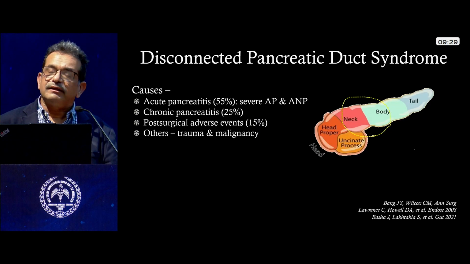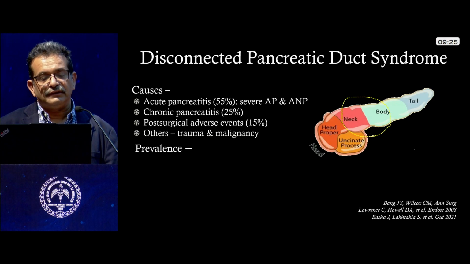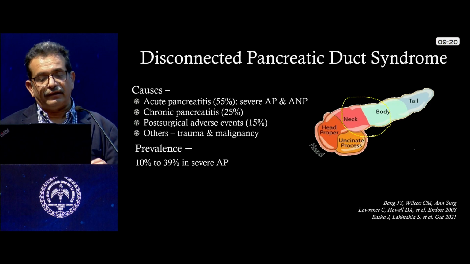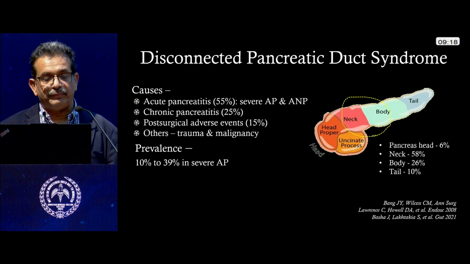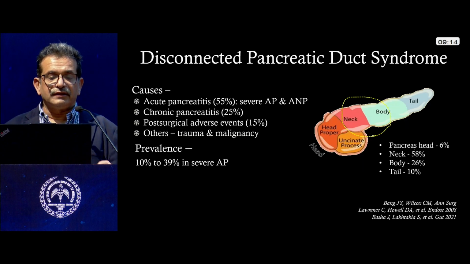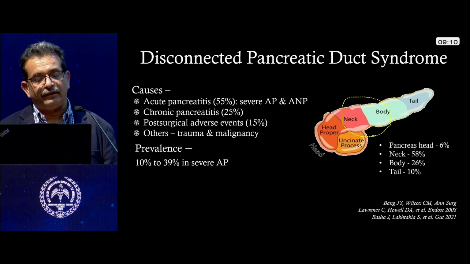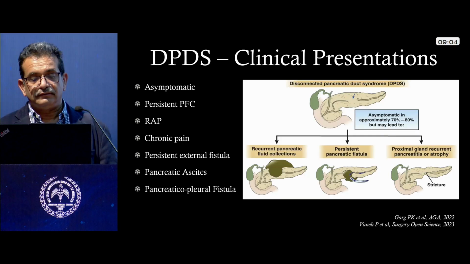So when we talk about disconnected pancreatic duct, the causes typically, most common is the severe acute pancreatitis and necrotizing pancreatitis. It can occur in chronic pancreatitis in about 25% patients, and post-surgical adverse events can occur in 15% and others. Prevalence is around 10 to 39% in severe acute pancreatitis. The commonest area affected is in the neck and in the body region.